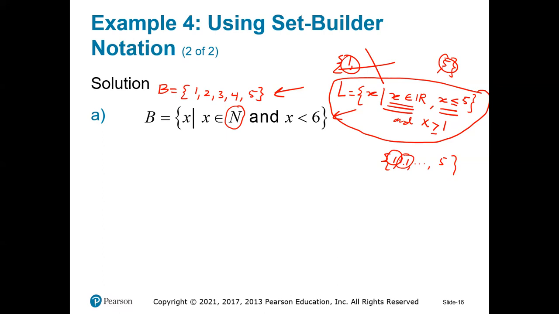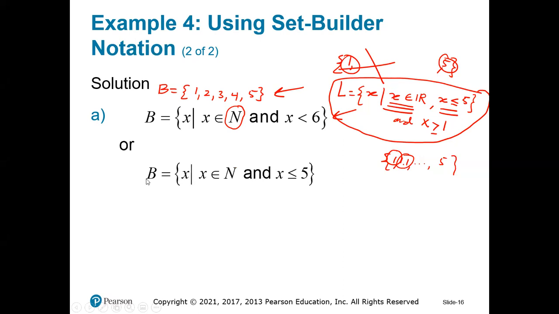However, when I deal with natural numbers, 1, 2, 3, 4, how many natural numbers are there between 1 and 2? None. There's no natural number between 1 and 2. Right after 1, you have 2. And sometimes, like in this exercise A, you can use both the raster form and the set builder form.